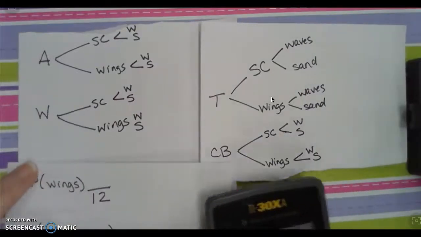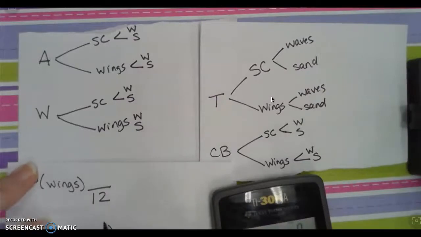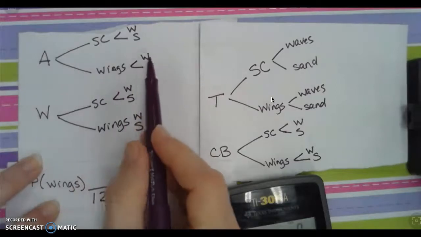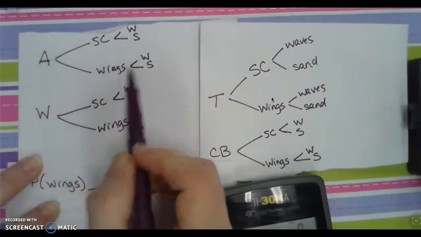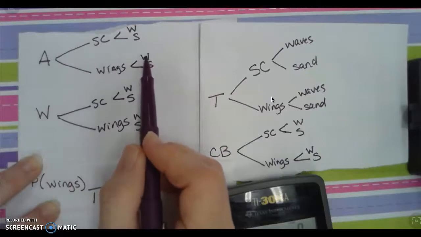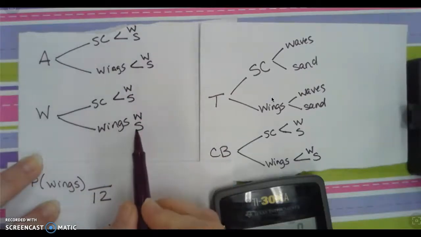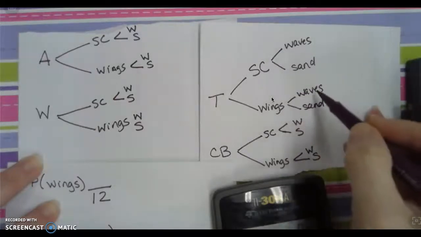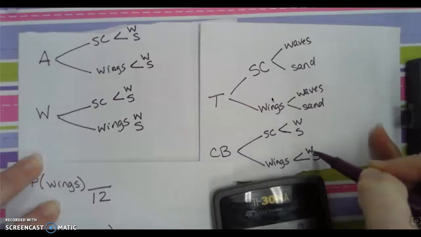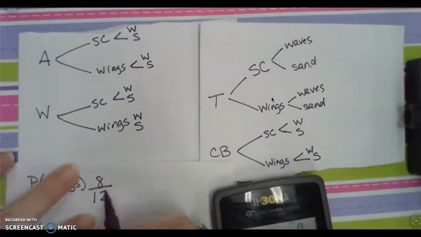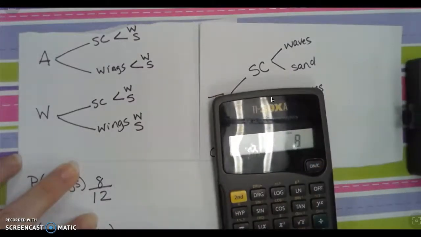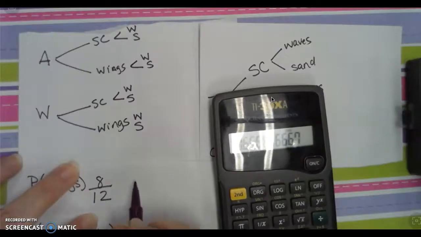This says, what's the probability of going to Wings? So I have to find whatever has Wings in it and count. So that would be Atlantic, Wings, and then waves and sand. So that would be 1, 2, 3, 4. Go to all of them that say Wings, 5, 6, and then there's Wings again, 7, 8. So there's 8 choices that include going to Wings. So that would be 8 out of 12, or I could do 8 divided by 12. And that would round to 67%.